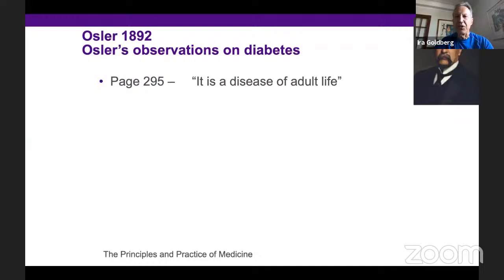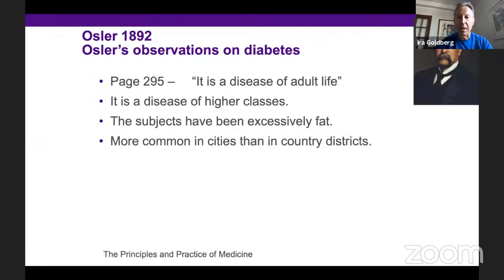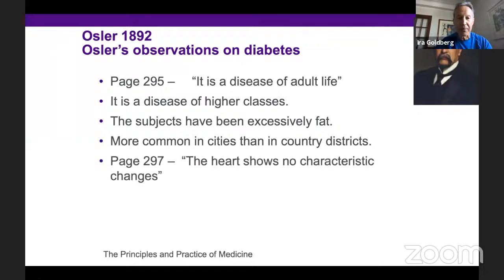He said it's a disease of adult life, that it's a disease of higher classes, that the subjects have been excessively fat, that it's more common in the cities than in the country. And then 2 pages later, he said, the heart shows no characteristic changes. So some of these are still correct, and many of these are wrong.